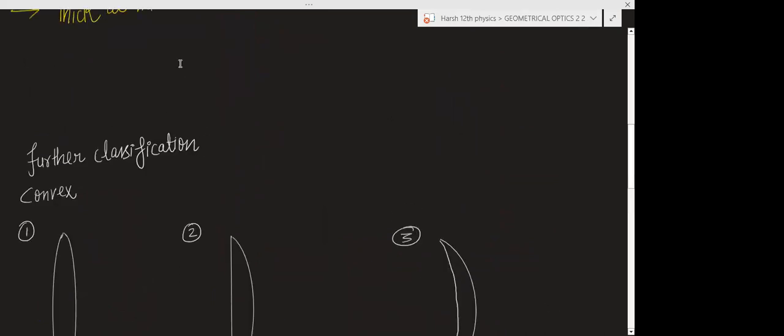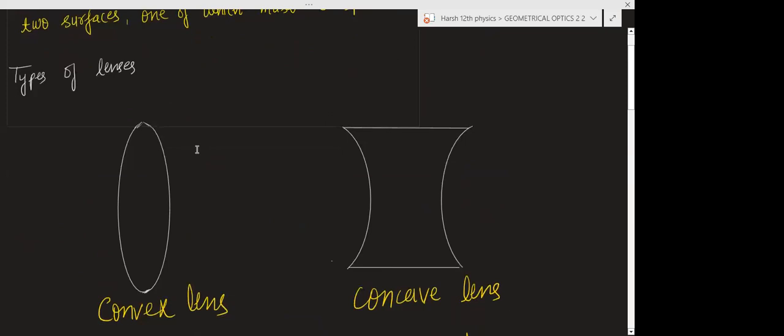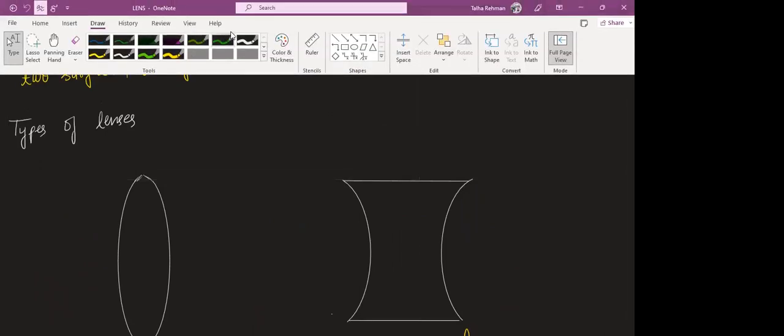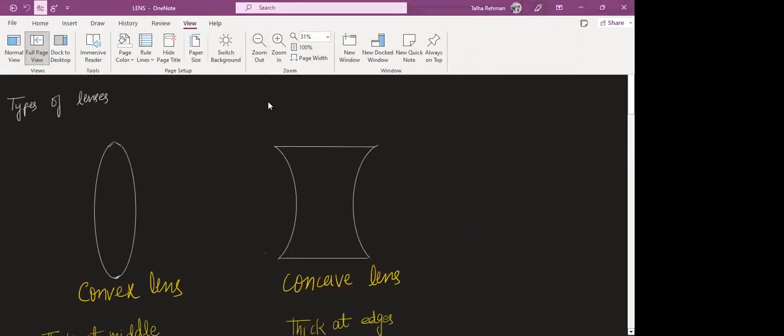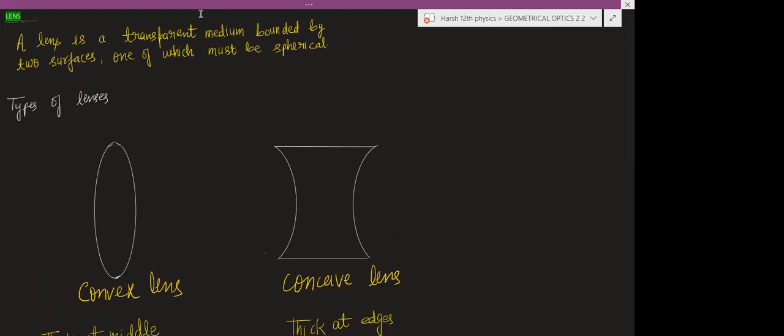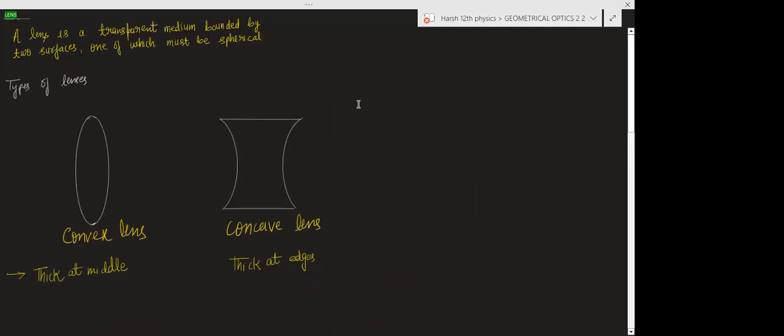So first, just copy this. First understand what the lenses are and what the types of lenses are. Then we will discuss the center of curvature, radius of curvature, focus and focal length of these lenses. Like mirrors, they also have the focal length, center of curvature, radius of curvature.